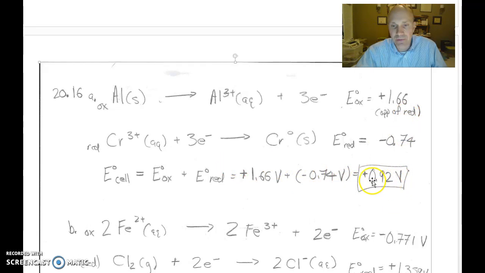Notice one thing about this, just following your sig fig rules: since this is an addition and subtraction operation, you should round it at the appropriate position.